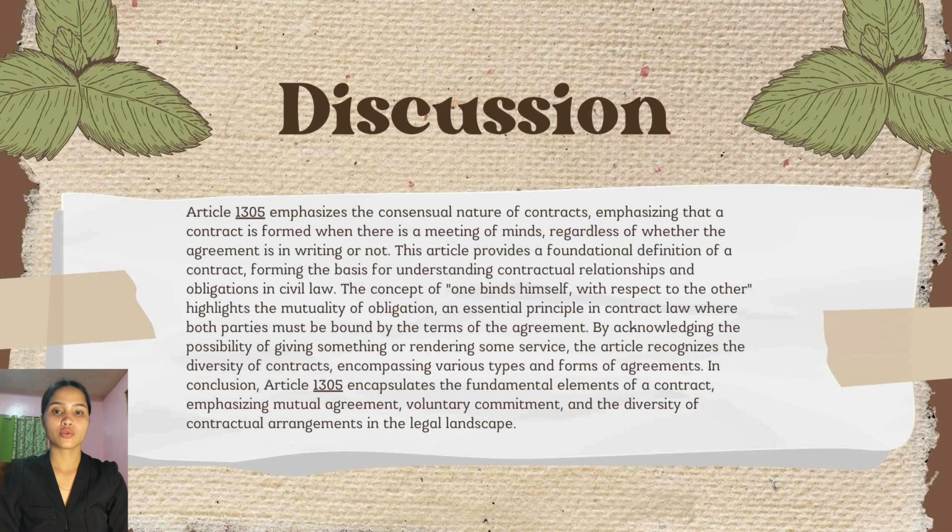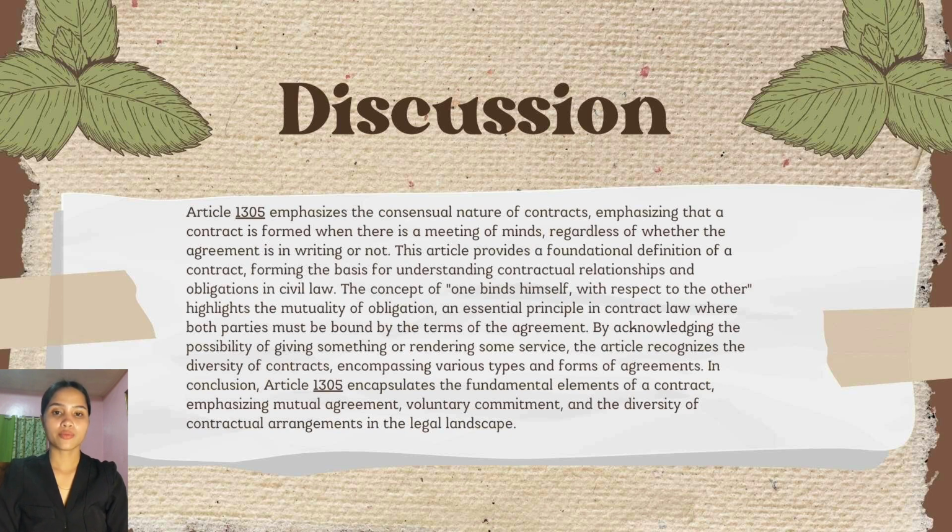Article 1305 emphasizes the consensual nature of contracts, emphasizing that a contract is formed when there is a meeting of minds. Regardless of whether the agreement is in writing or not, this article provides a foundational definition of a contract, forming the basis for understanding contractual relationships and obligations in civil law. The concept of one binds himself with respect to the other highlights the mutuality of obligations, an essential principle in contract law where both parties must be bound by the terms of the agreement.